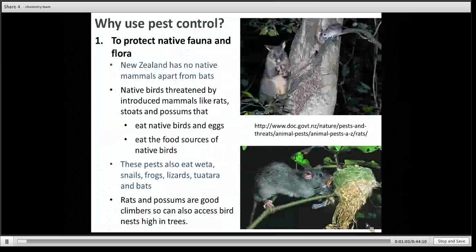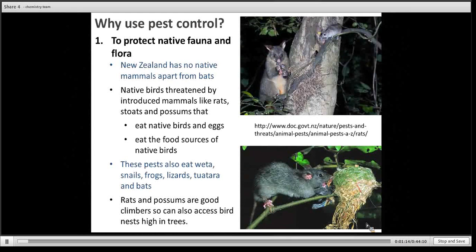So first of all, why do we use pest control in New Zealand? Now, New Zealand has got a very unique case in that its flora and fauna are very unique to New Zealand. It's got very few mammals. In fact, there are no native mammals apart from two species of bats. Otherwise, we have a lot of native bird life that are unique to New Zealand, and also a lot of the flora, which are the trees and the plants, are unique to New Zealand.